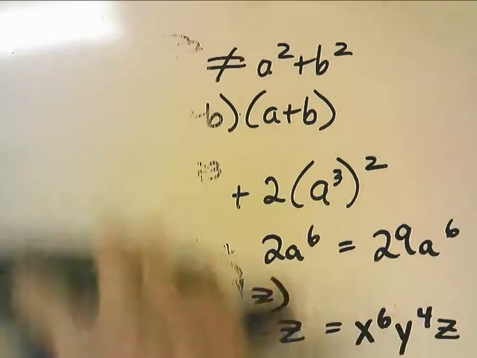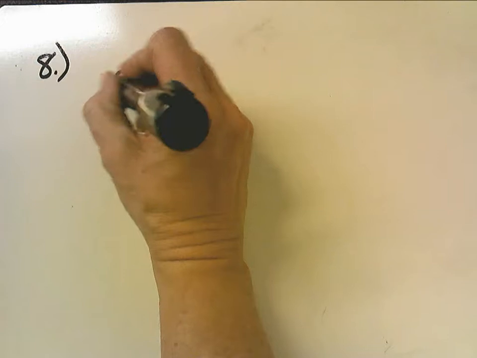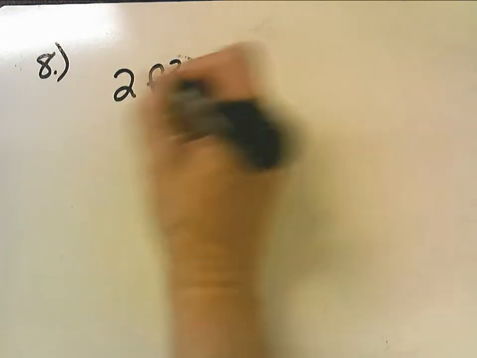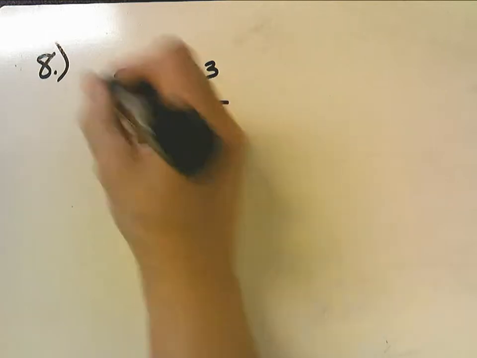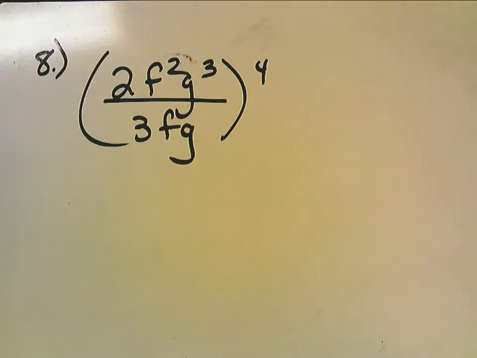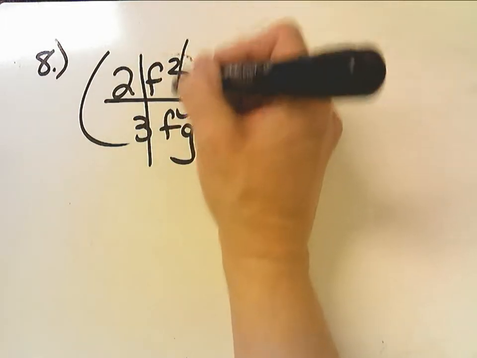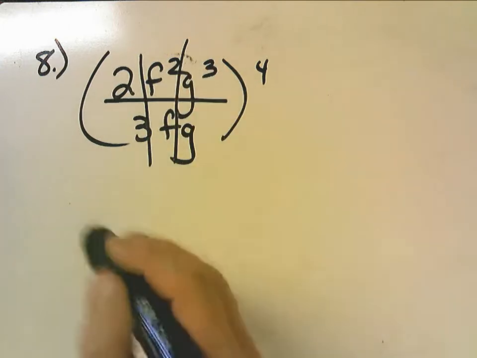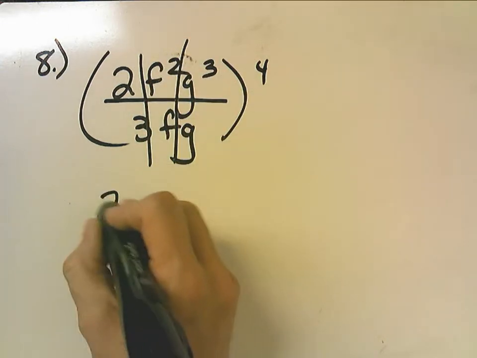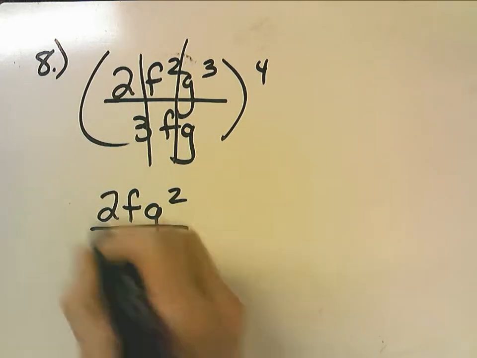Okay, now, number 8. So, number 8, 2f squared g cubed over 3fg to the 4th. 2 ways to handle this. You could fake distribute the 4 to each term, but I always think it's better to simplify what you can. And what we can simplify is f squared over f, so that becomes 2f. G cubed over g becomes g squared, all over 3.